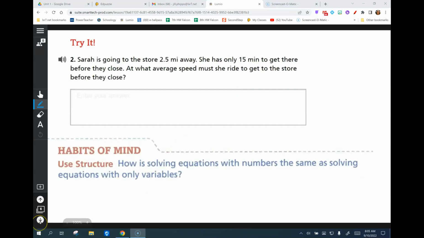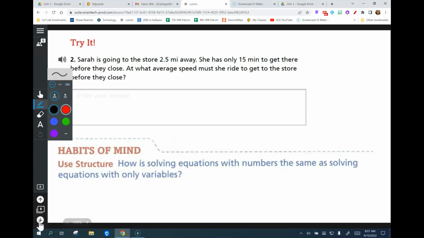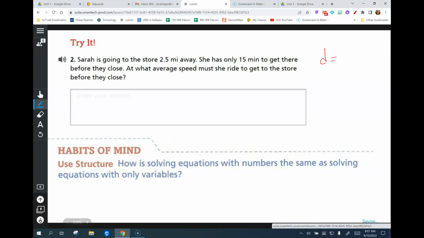Good. So this one is also in your book, and we are still on page 14. So Sarah is going to the store that is 2.5 miles away. She only has 15 minutes to get there before they close. At what average speed does she ride to get to the store before they close? Now this is a formula we've already used, I believe in the last lesson, no, 2 lessons ago. Distance is equal to rate times time. Now this is a fairly common one, so this is one I would suggest you probably have in your head, and it's a very simple one and it's used quite a bit.